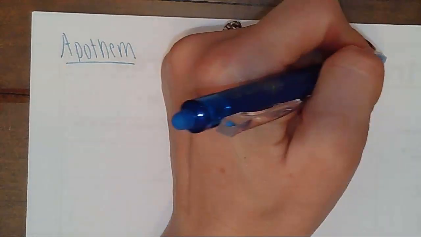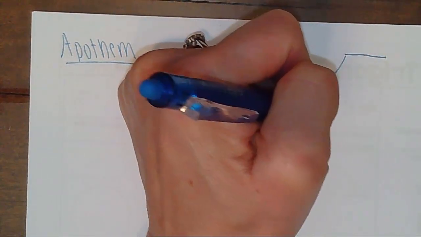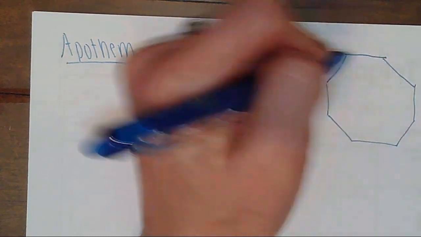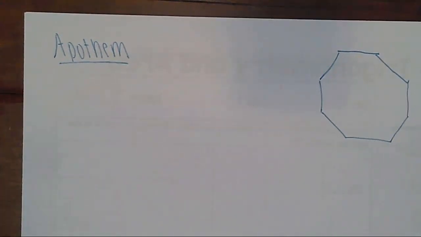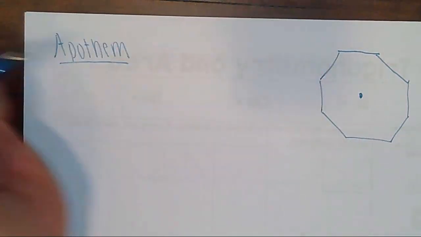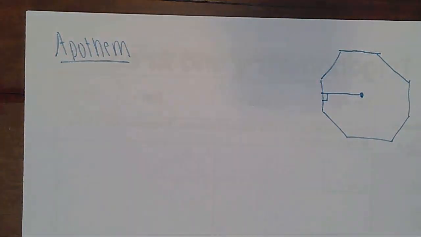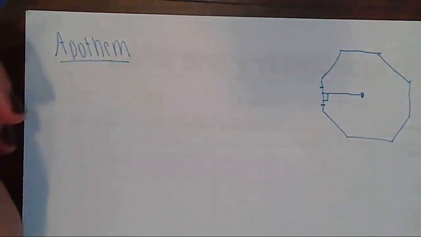The apothem, well, if I draw you, let's say, what shape figure is this? 1, 2, 3, 4, 5, 6, 7, 8. Okay, if I draw you an octagon, the apothem goes from the center to a side. And it cuts this side into 2 equal parts.